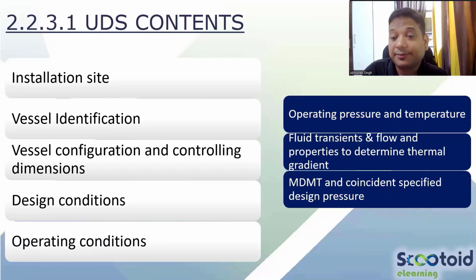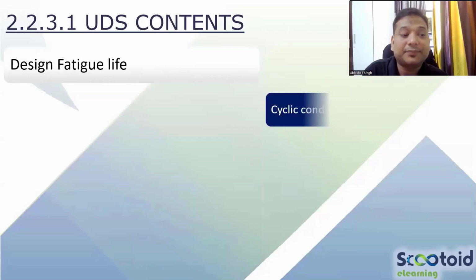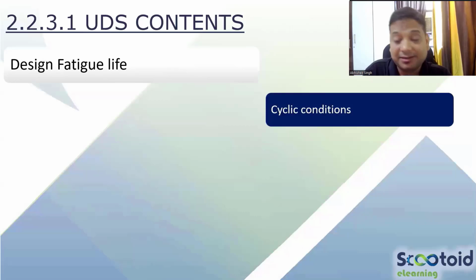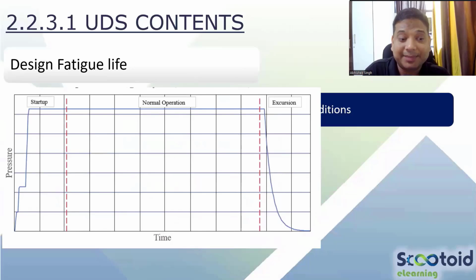So if some more analysis like CFD has to be done, then fluid transient and flow properties to determine thermal gradient. Okay, that also may be required. Okay, anyway, dead loads, live loads are required for fatigue life. If you are giving a fatigue life, then cyclic conditions. You can see a typical graph. If it is only a startup and shutdown as a cyclic, then this is how it will be mentioned. Normal operation, what time, and then there will be excursion.